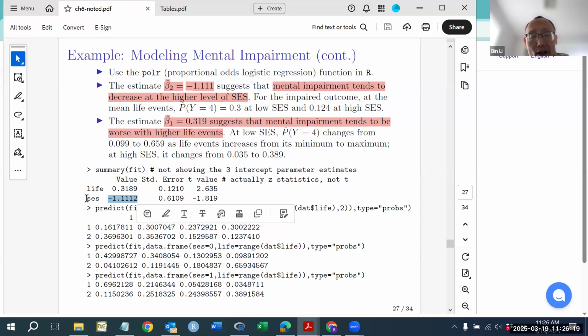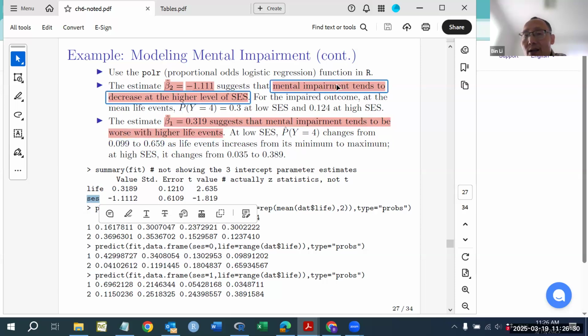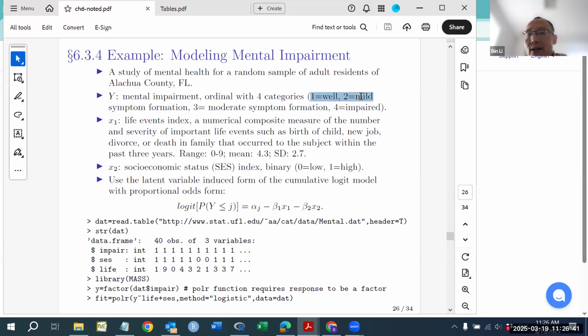Is that right? So when the SES increases, the mental impairment actually decreases. Okay, so mental impairment decreasing means that it's well. It starts from well, mild, and so the SES increase means going from low socioeconomic status to high socioeconomic status. So that makes the Y reduced. And that makes sense, right?